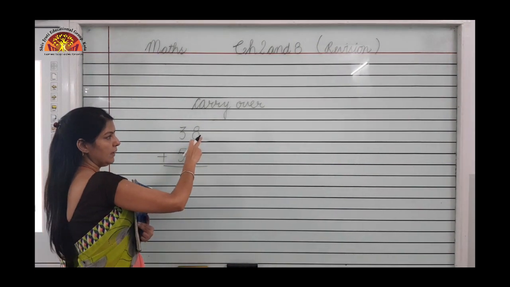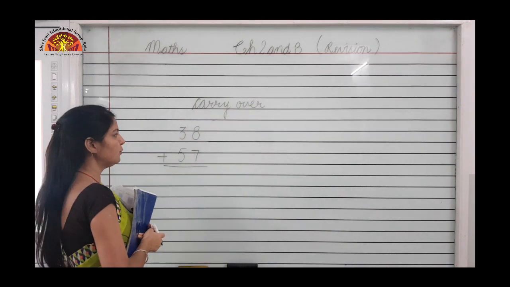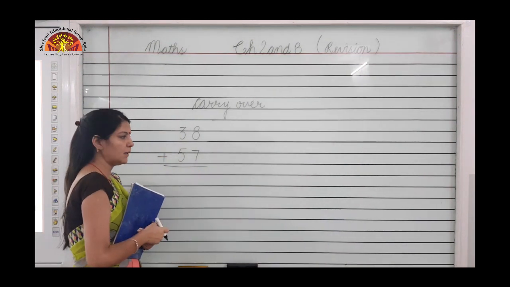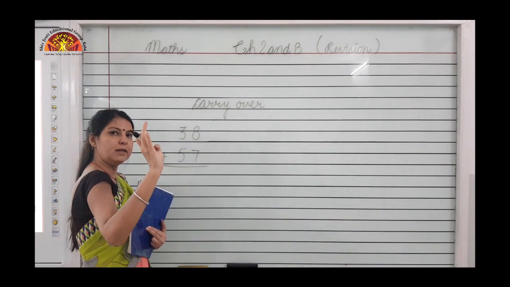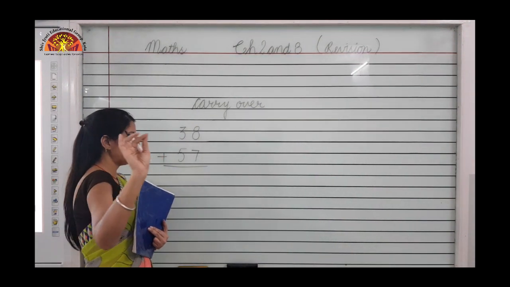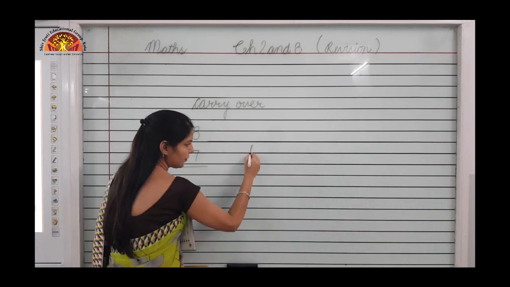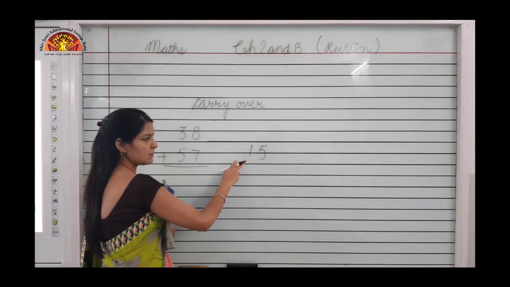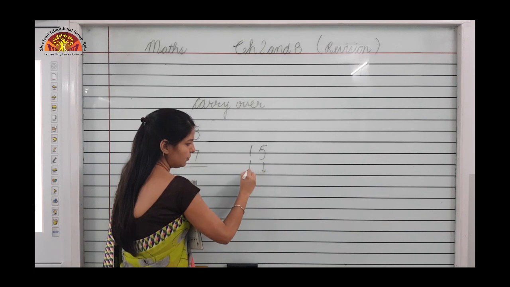Here 8 is bigger, so we will keep 8 in our mind and move forward 7, where 7 is coming on our fingers. After 8: 9, 10, 11, 12, 13, 14, 15. So what is the total of these 2 digits? It is 15. Children, now here you can see 2 digits in 15, a 1 digit and a 2 digit.